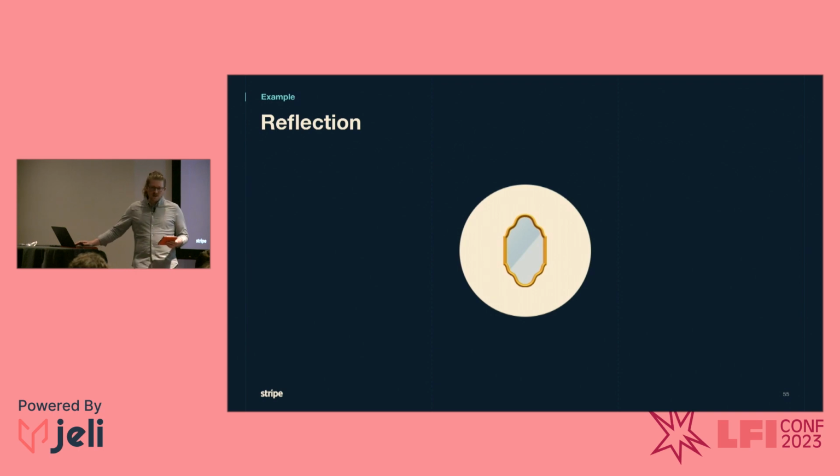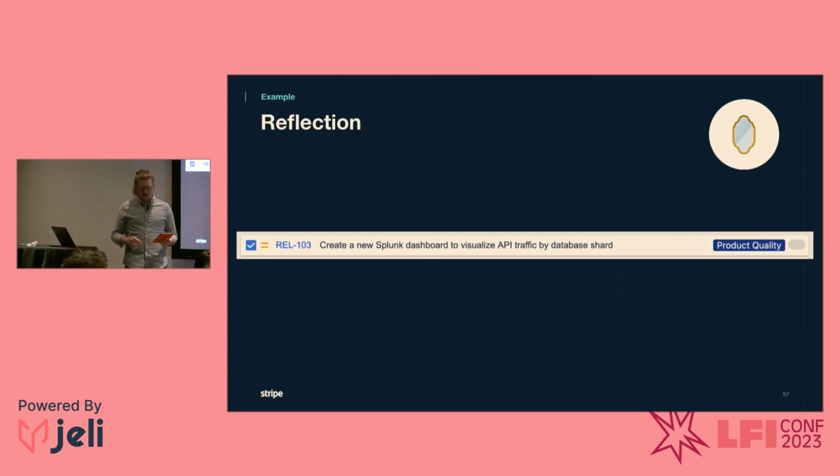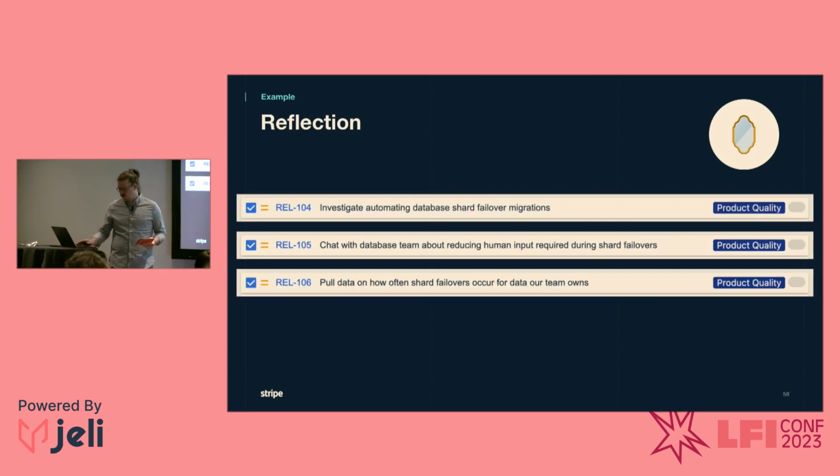And so let's look at how, when we reflect on this, the actual work that came out of these different ideas. There's two things I want to show. First, here's maybe some sample JIRA tickets that could have been made. I'm actually not going to spend too much time on these because they're just creating detectors and setting up a conversation with the database team. We have another one maybe for the Splunk dashboard that we could set up, or another couple others for how we could run those data migrations. But these depend on the team, depending on what makes sense for your team.